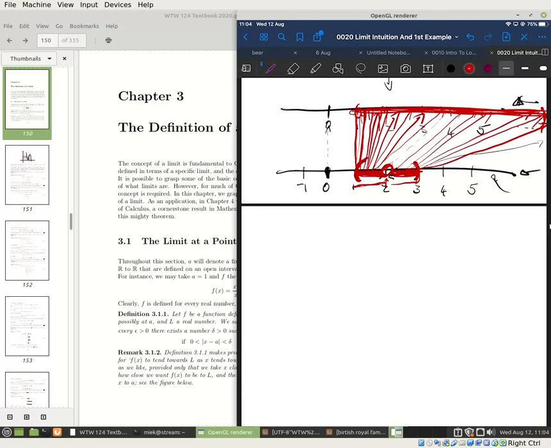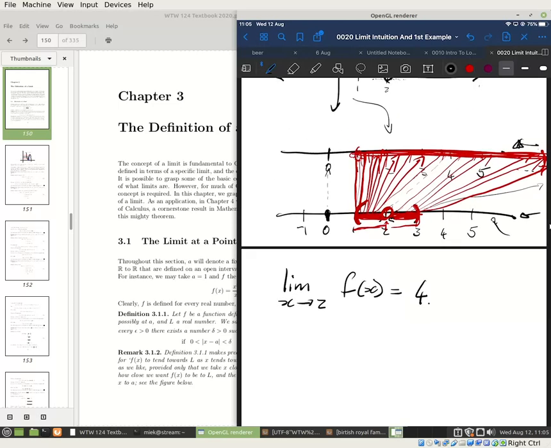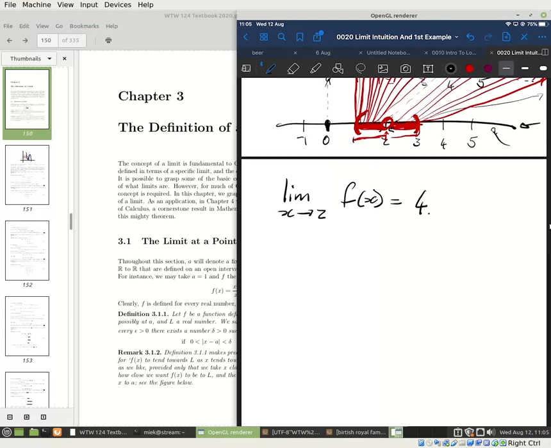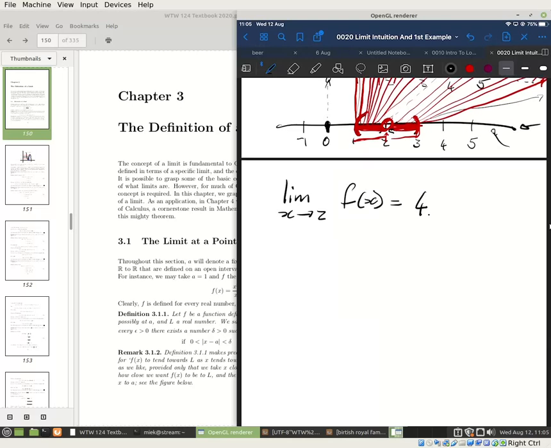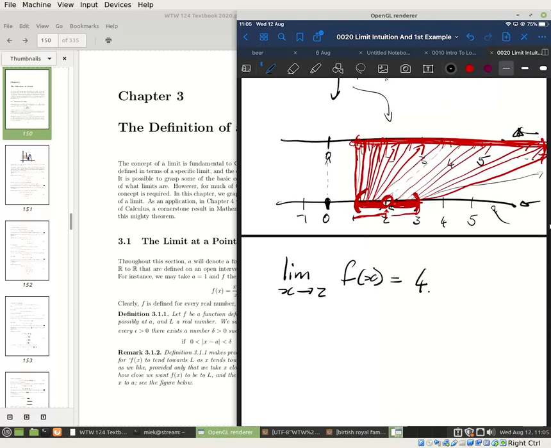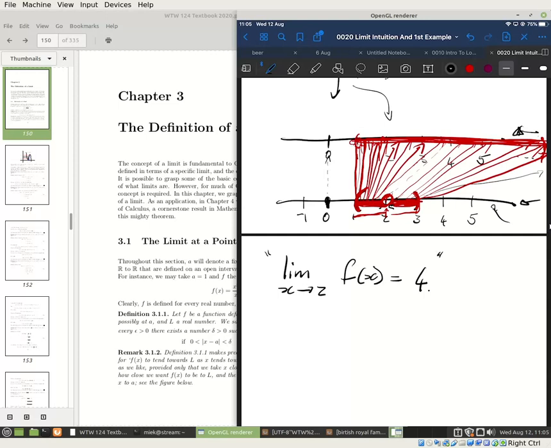And now we can discuss the intuitive meaning of the definition of the limit. So we, of course, we can intuitively say that the limit as x tends to 2 of f of x is equal to 4. That is what our intuition tells us. So let us interpret the definition of what this statement actually means in this number line context.